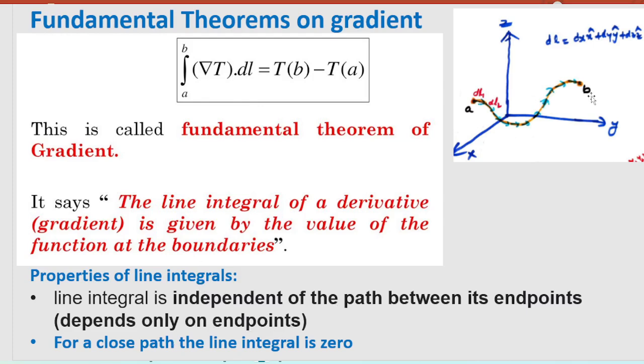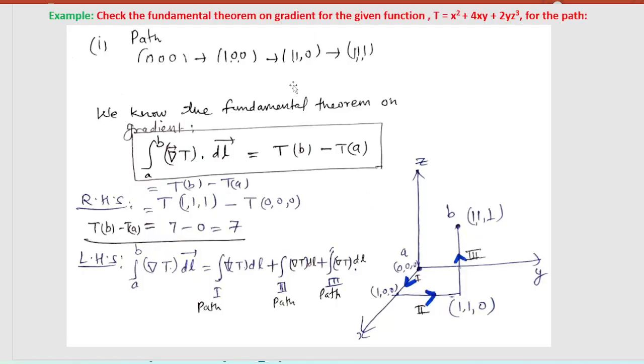And for a closed path, the line integral is 0, because if point b comes to point a, then T(a) minus T(a) will be 0. So the line integral is 0 for a closed path. So now we will discuss a question example.